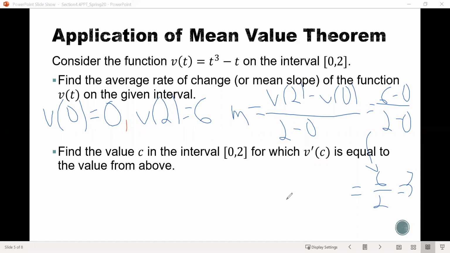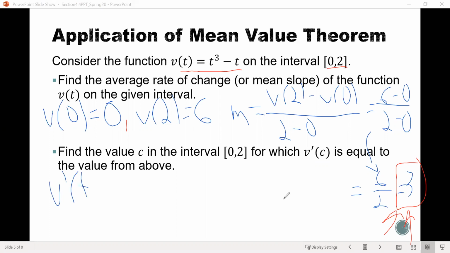Recall, according to the mean value theorem, because this function is continuous and differentiable over the interval we're looking at, you could confirm that by graphing it, or we also know it's a polynomial, so that tells us that. So we know there exists some value c between 0 and 2 where the derivative evaluated at that point is equal to 3. The second part of this problem is to find where that occurs. So we'll go ahead and take our derivative.